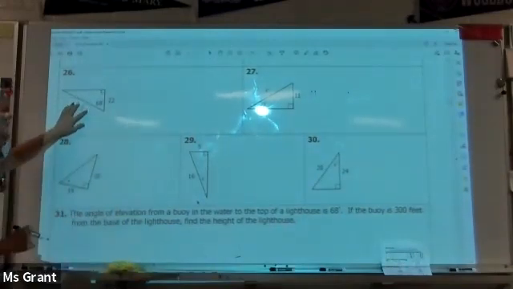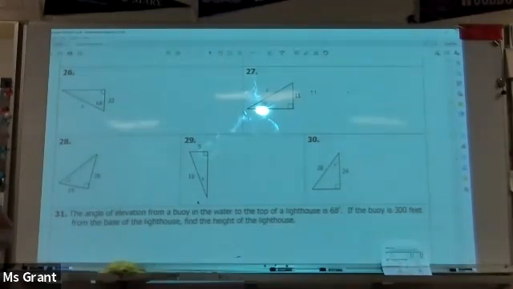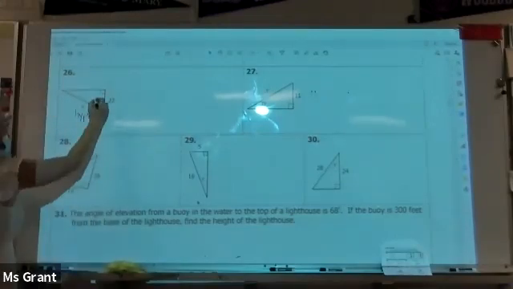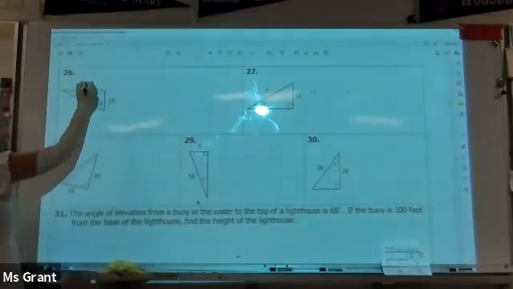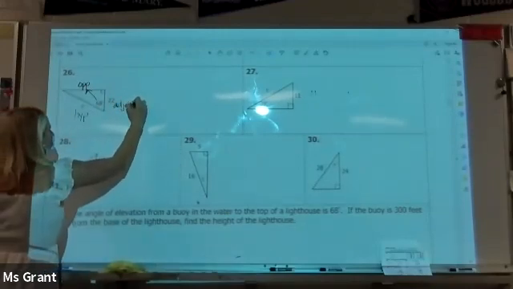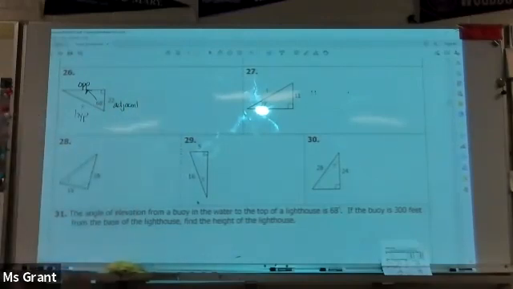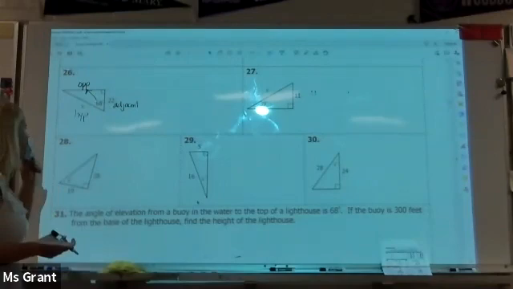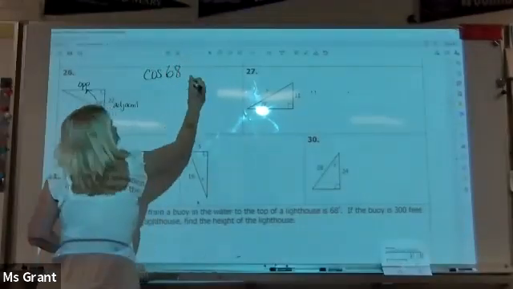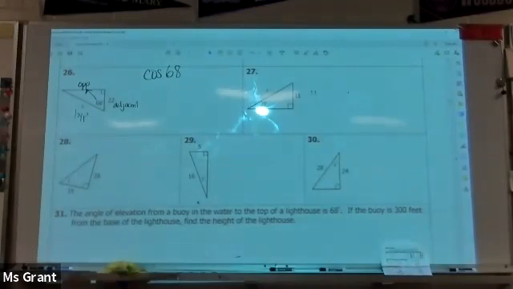All right, 26. I have 68 degrees. I have the hypotenuse. Now, this would be the opposite side. I don't have the opposite side. This then makes this the adjacent. So I have adjacent and hypotenuse. What's that? Cosine. After the word cosine goes the degree measure. Always, always.